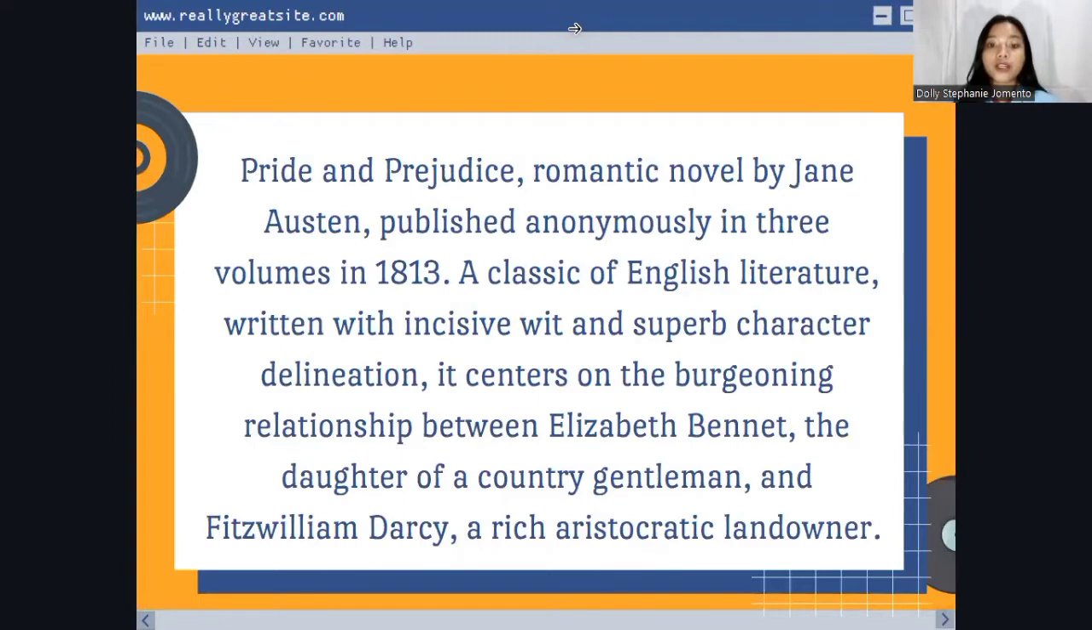So Pride and Prejudice is a romantic novel by Jane Austen, published anonymously in 3 volumes in 1813. A classic of English literature written with incisive wit and superb character delineation. It centers on the burgeoning relationship between Elizabeth Bennet, the daughter of a country gentleman, and Fitzwilliam Darcy, a rich aristocratic landowner.